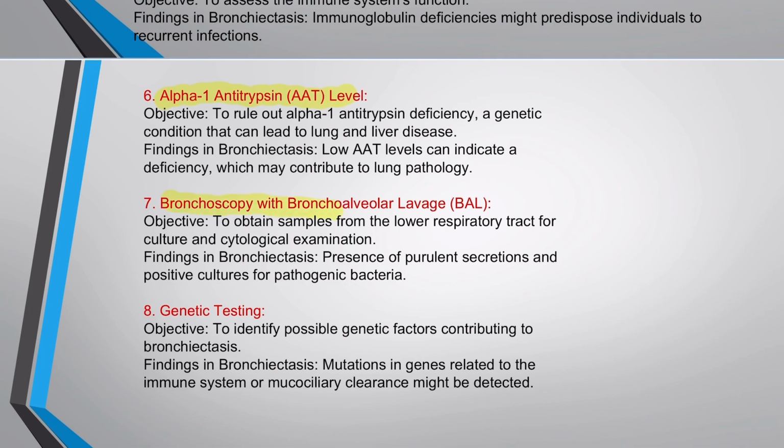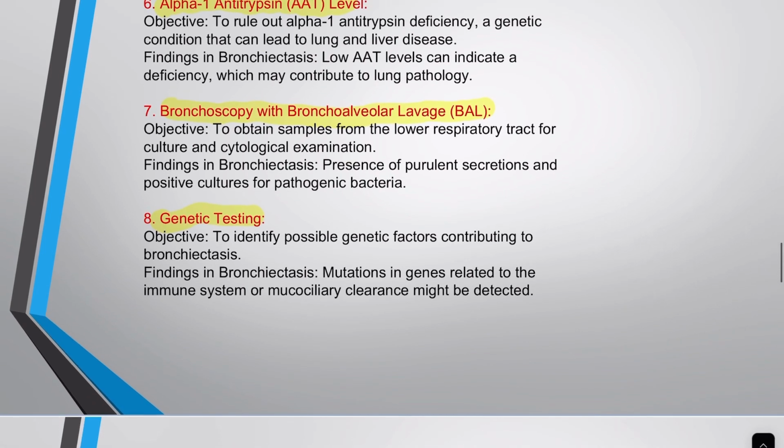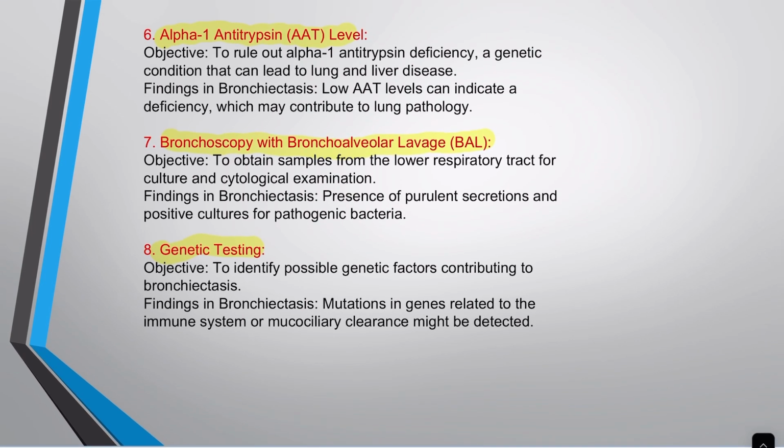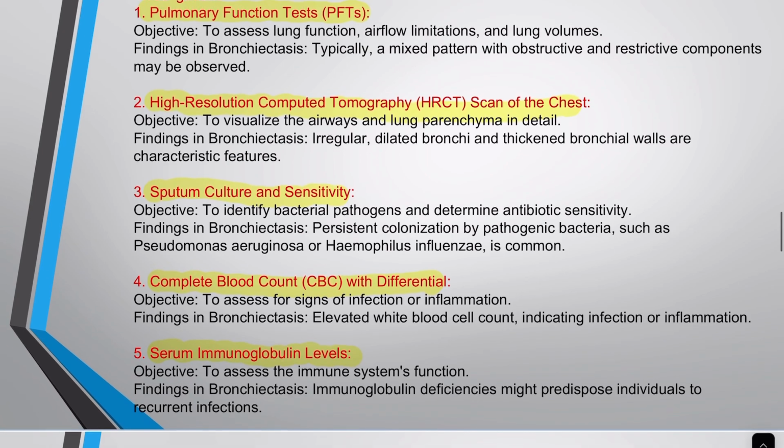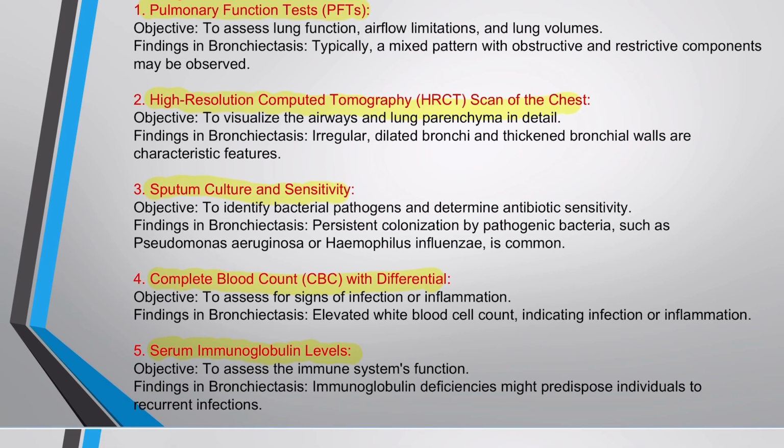Bronchoscopy with bronchoalveolar lavage to obtain a sample from the lower respiratory tract for culture and cytological examination, so presence of pulmonary secretion and positive cultures for pathogenic bacteria. And genetic testing to identify possible genetic factors contributing to bronchiectasis. Mutations in genes related to the immune system or mucociliary clearance might be detected. So these are all relevant investigations which you should keep in mind.